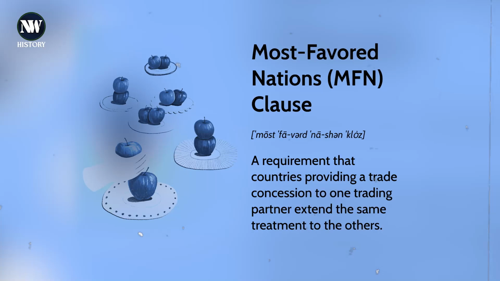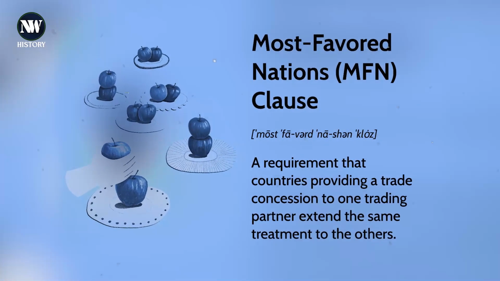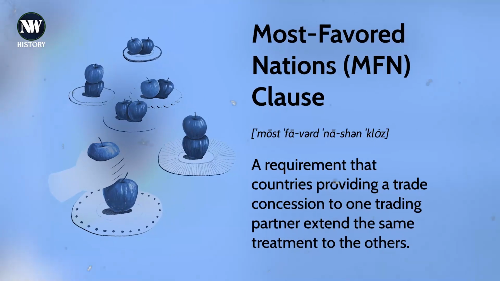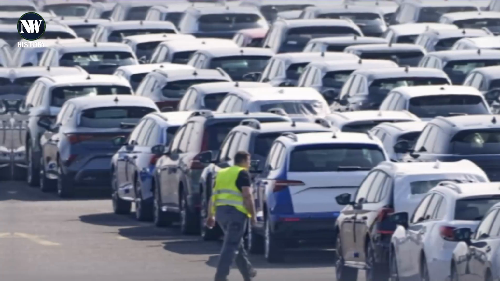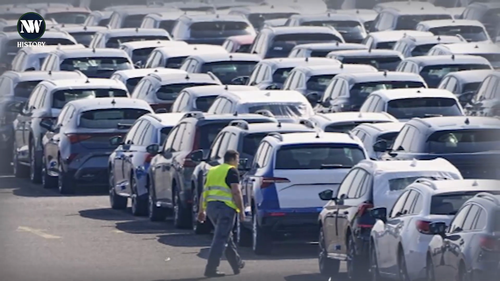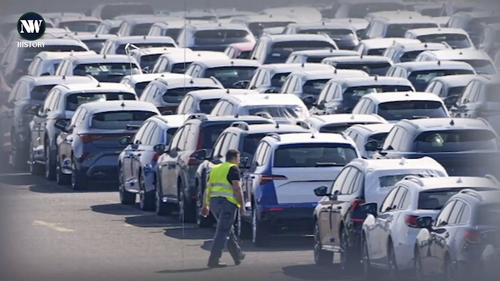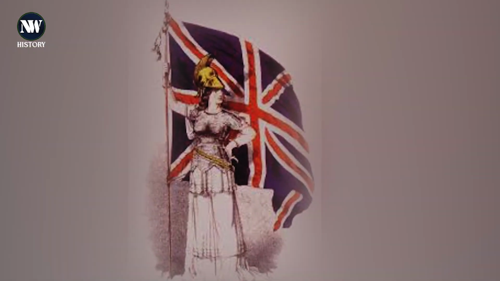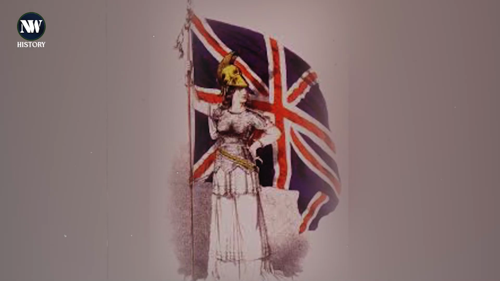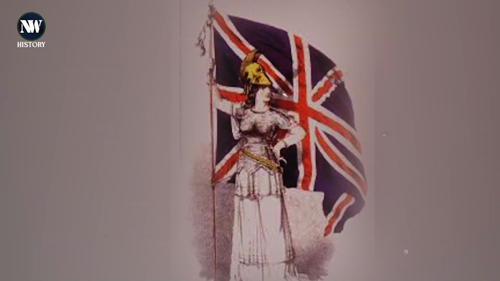Firstly, was the most favored nation, MFN, in Article 1. Any advantage granted to one member must be extended to all members. For example, if the US cuts tariffs on German cars, the same rate applies to Japanese cars. This rule prevented discriminatory blocs like British imperial preference while allowing gradual liberalization.